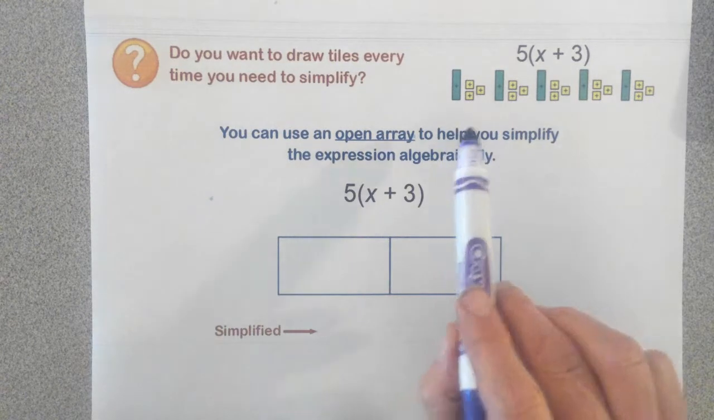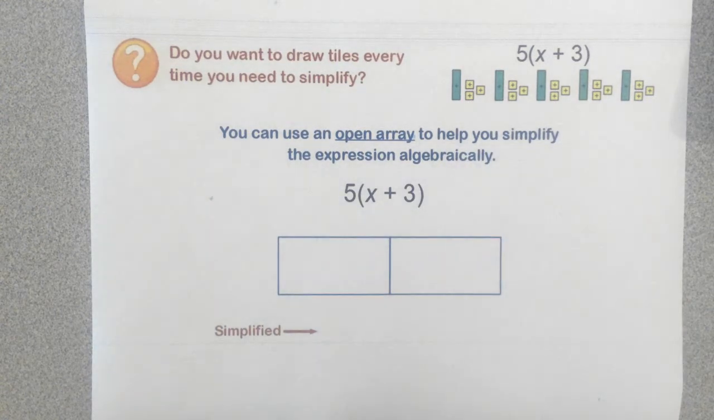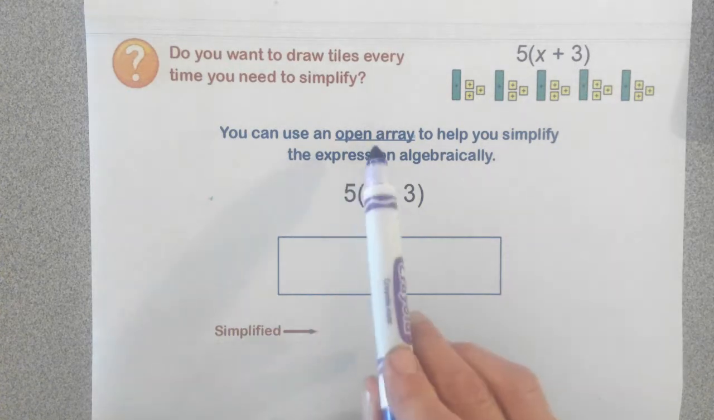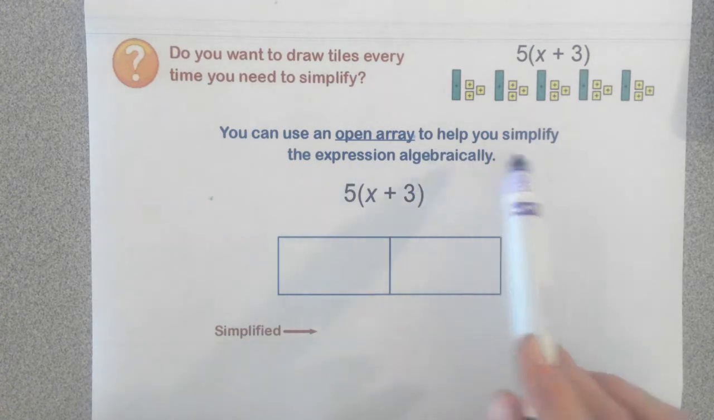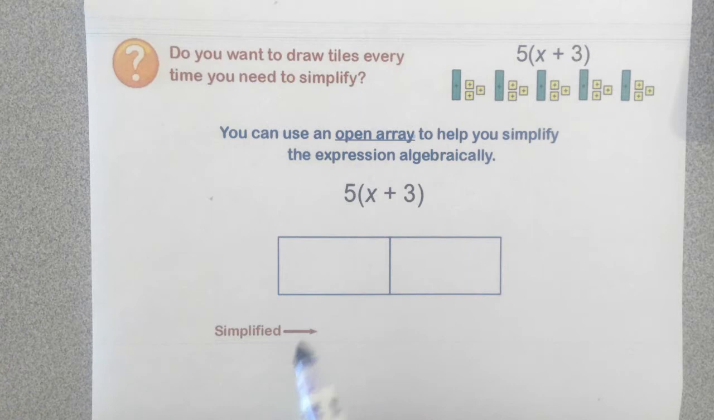Do you want to draw tiles every time we need to simplify something? I don't. So what we can do is use this open array. An array is just like this, a 1 by 2 or a 2 by 1. It can help us simplify the expression algebraically.